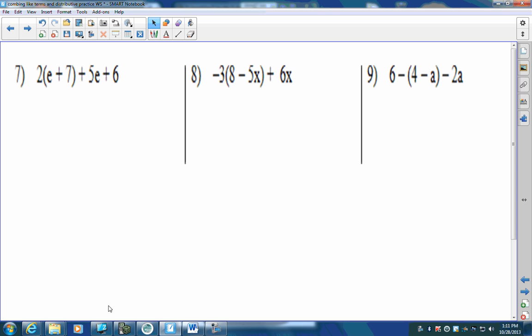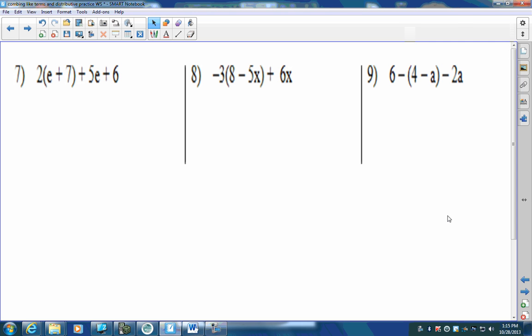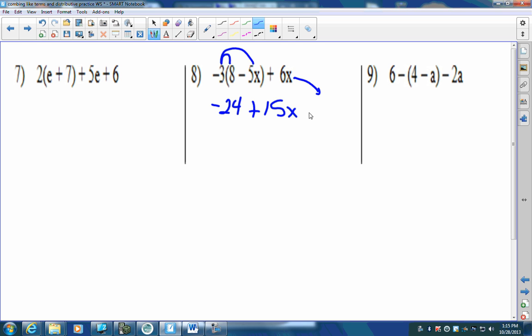Try number 8. So on number 8, the number that's outside the parentheses is negative 3. So I'm going to take negative 3 times 8, which is negative 24. Negative 3 times negative 5, positive 15x. Now, the 6x is not inside the parentheses, so you just bring it over here and bring it down. You don't multiply it by the negative 3. You only multiply it by whatever's inside the parentheses.